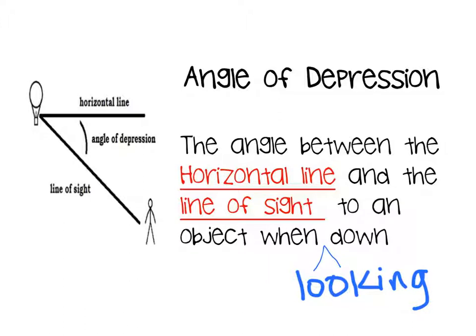So if we're in the hot air balloon and we have a horizontal line, which is this, we're looking straight across, and then we're looking down to a person that's on the ground, the angle of depression is between that horizontal line and the line of sight.